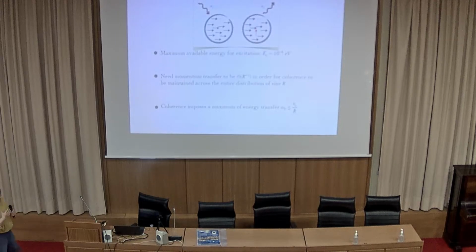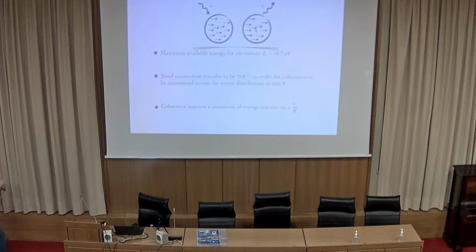So if the energy that you use to excite comes from the neutrino, there is a maximum value depending on the neutrino mass that you have, and that's about 10 to the minus 6 eV, okay? Just to give you an idea, the average energy of a cosmic microwave background photon is about 10 to the minus 4 eV. So it's 100 times less than that.